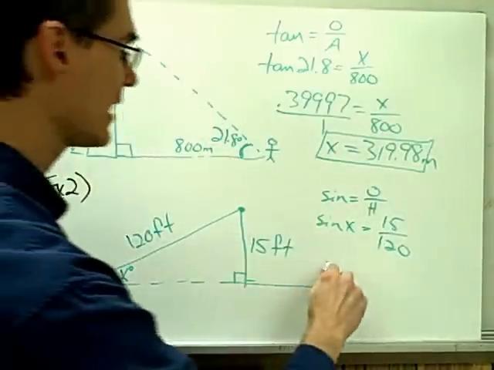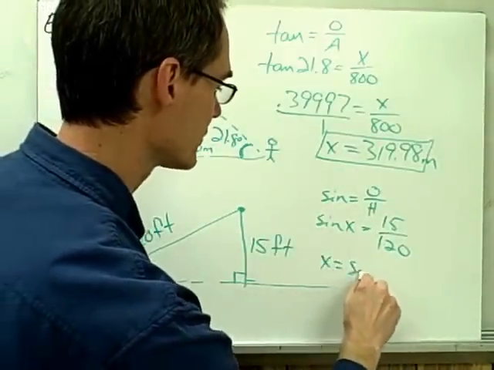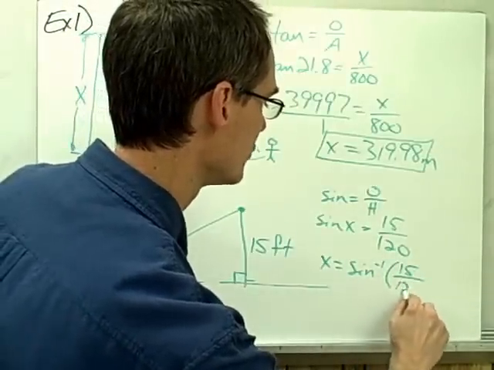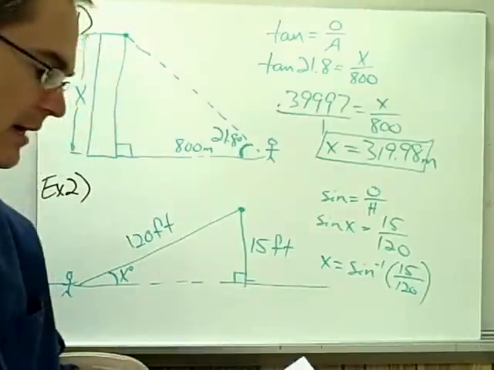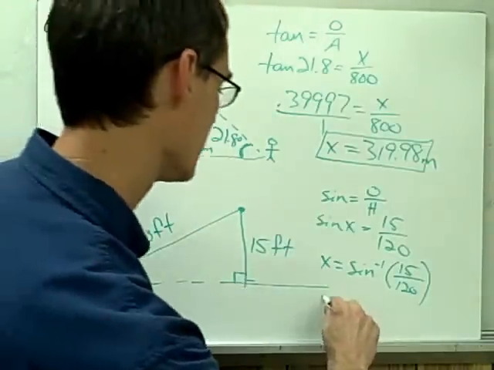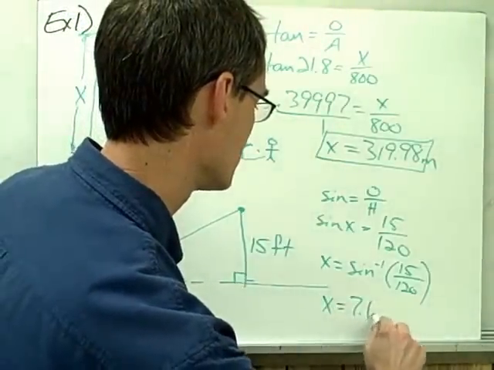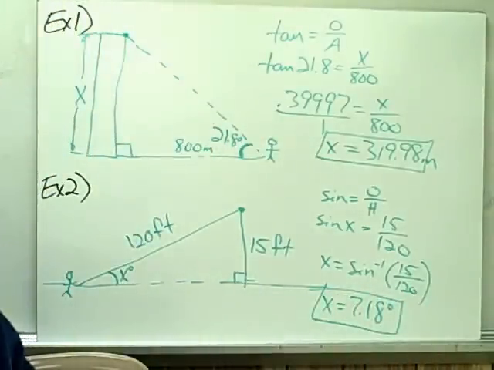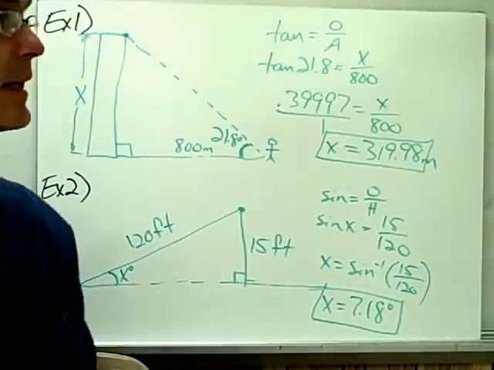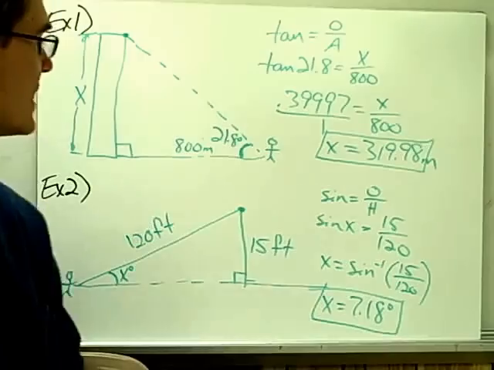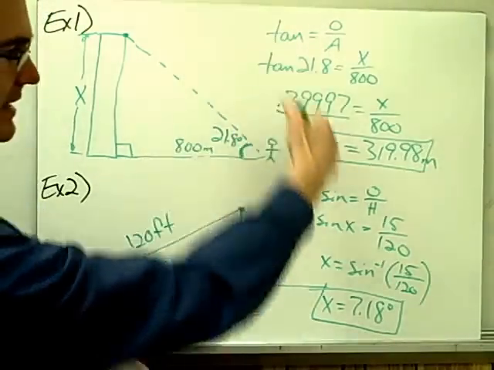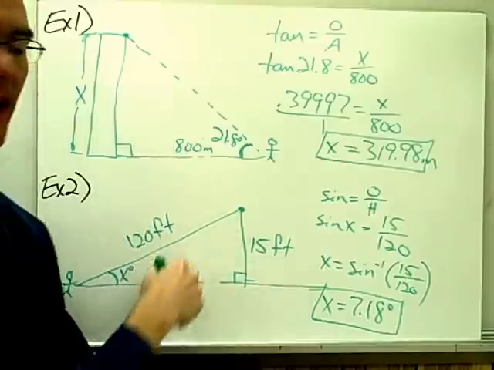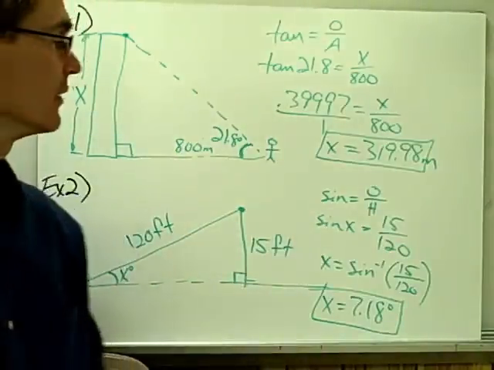Now, since I'm looking for an angle, I'm going to be using my inverse sine function. Inverse sine of 15 over 120. And if I punch that into my calculator, I get that x is 7.18 degrees. And that is the value of my angle of elevation. So you can see all we're doing is the exact same types of problems we were doing before, except now we actually have to draw the triangle based on the information that we're given.